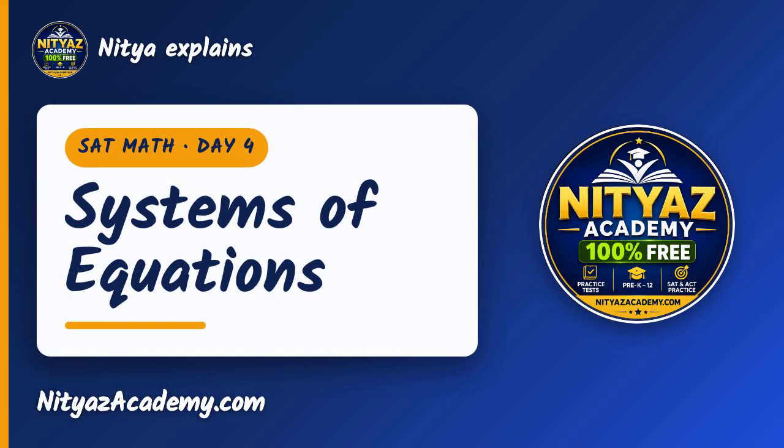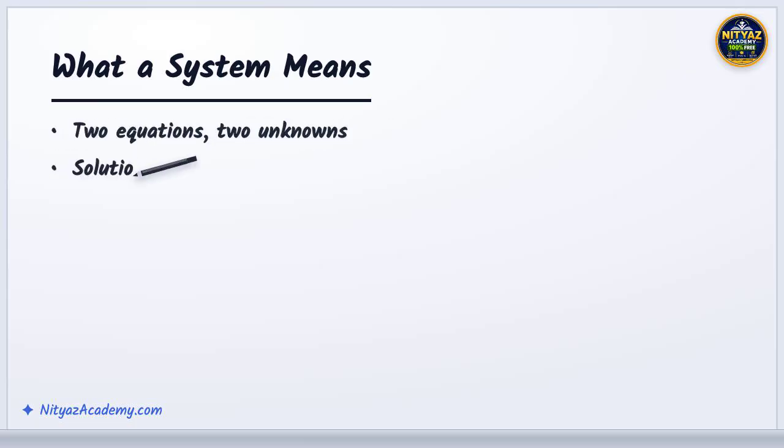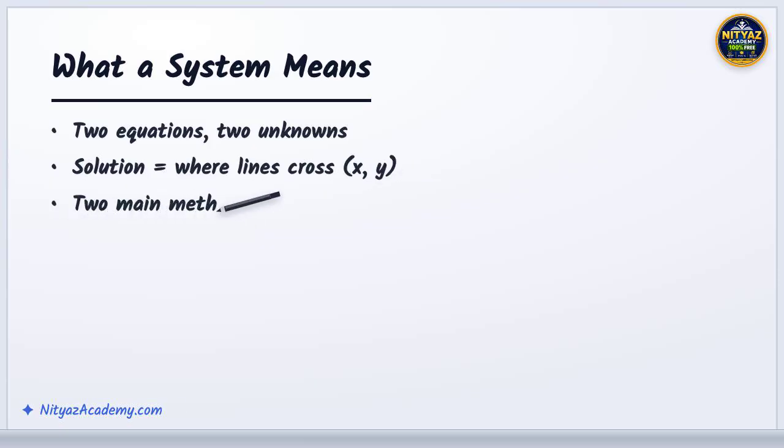Let's learn systems of equations together, step by step. A system of equations is just two equations sharing the same x and y. The solution is the single point where their two lines intersect.